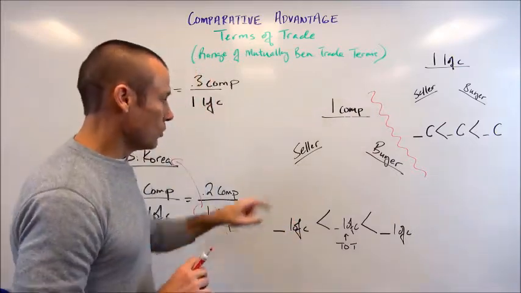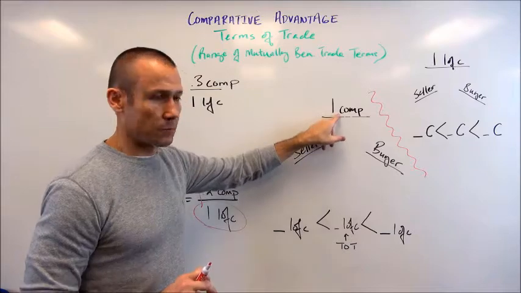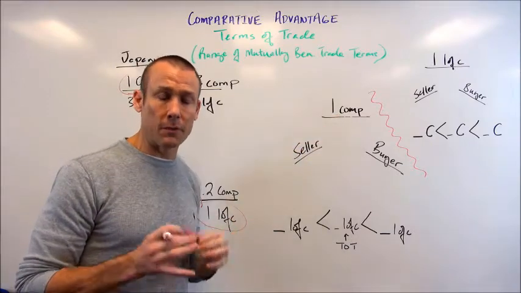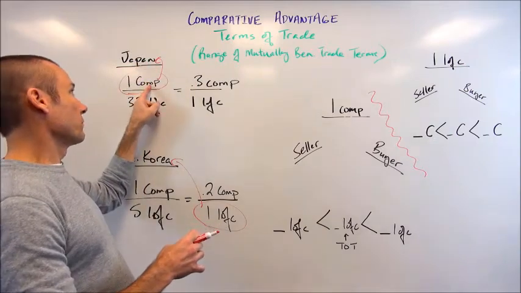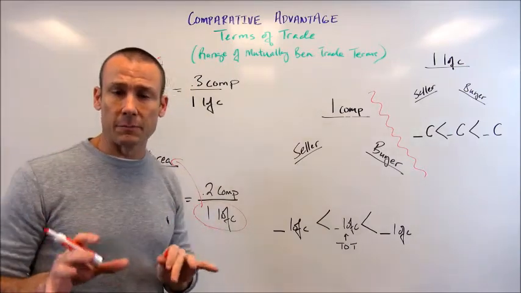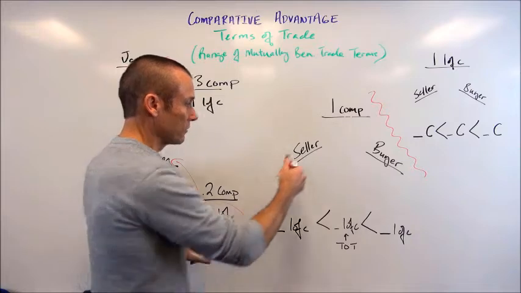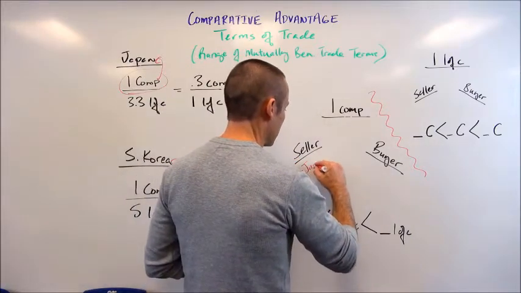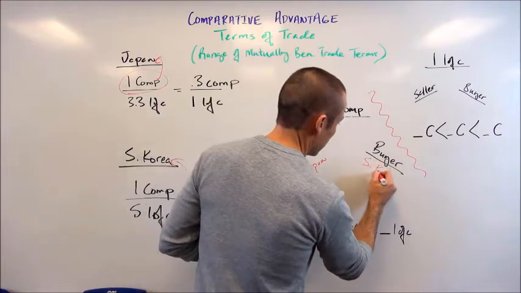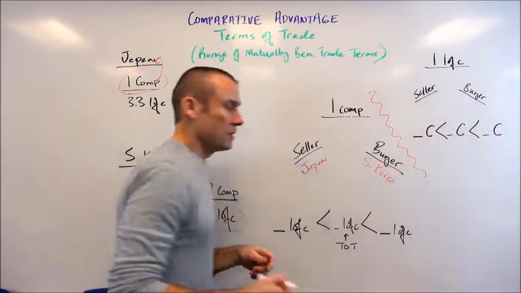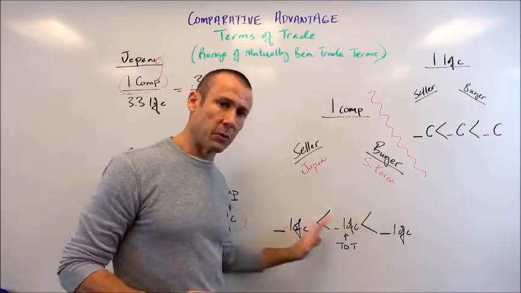So who is going to be the seller of computers? Well, the seller is going to be the producer of computers. And who's the producer of computers? Japan, right? We've already determined they've got the comparative advantage for computer making. So the seller is going to be Japan. I'm going to write that in right there, which of course makes the buyer South Korea. Now let's go ahead and fill this part in.